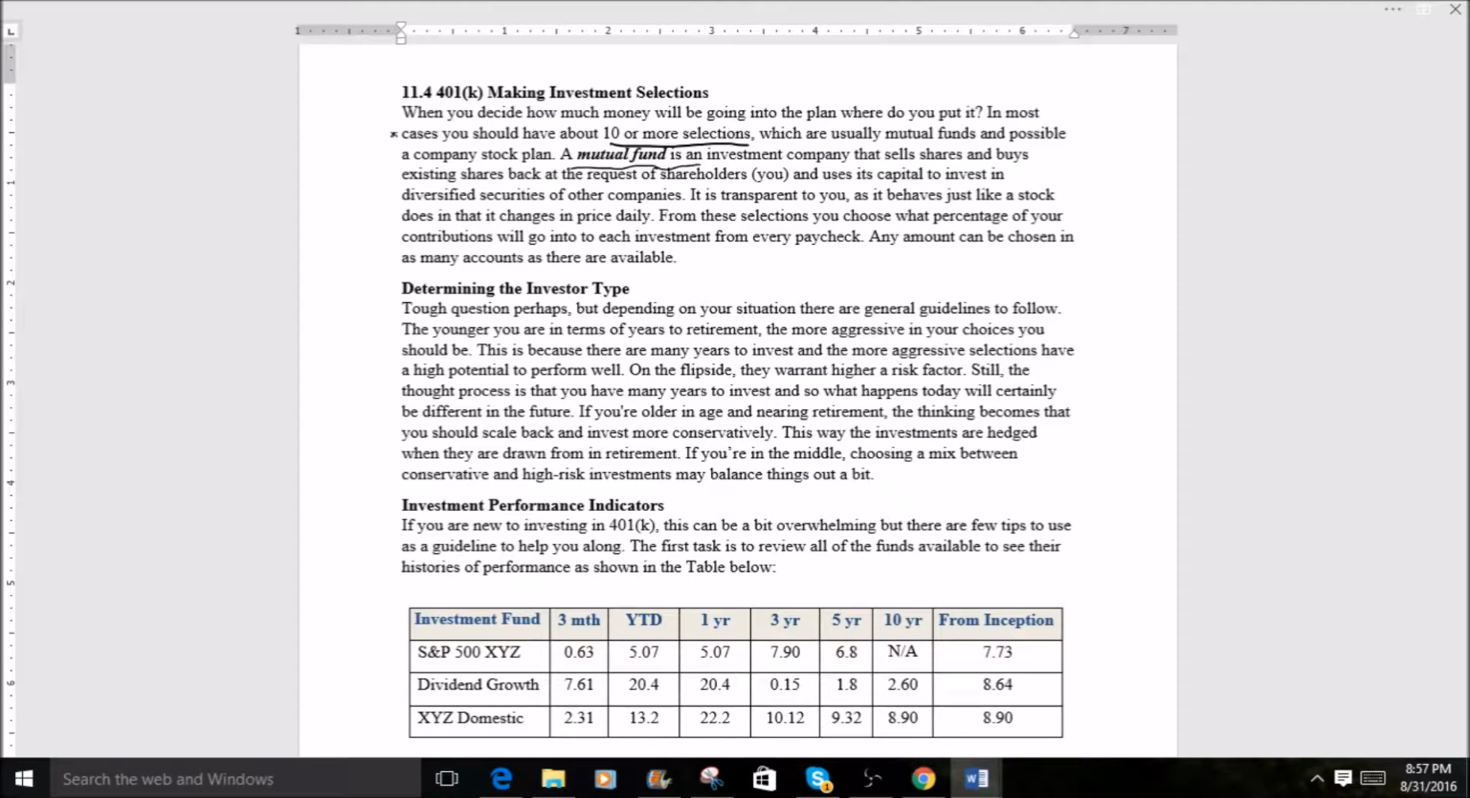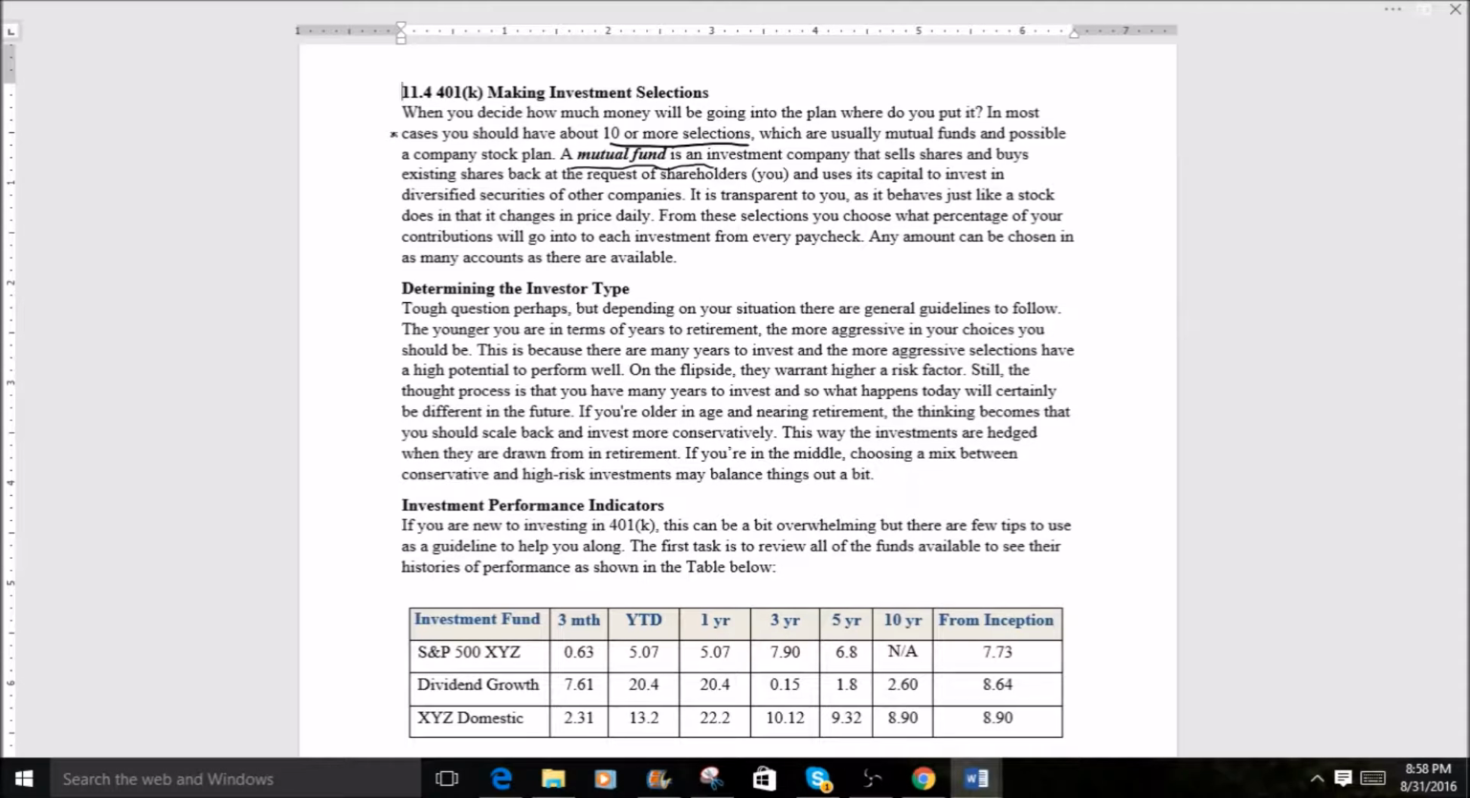So we have a definition here. It's an investment company that sells and buys existing shares back at the request of shareholders, which is you and everyone else who puts money into a mutual fund, and uses its capital to invest in diversified securities of other companies. So what they're doing in most cases is buying stock. And also understand that when you're investing in a mutual fund, it's not just the mutual fund from the people in your company, it's a mutual fund that's open to the public.